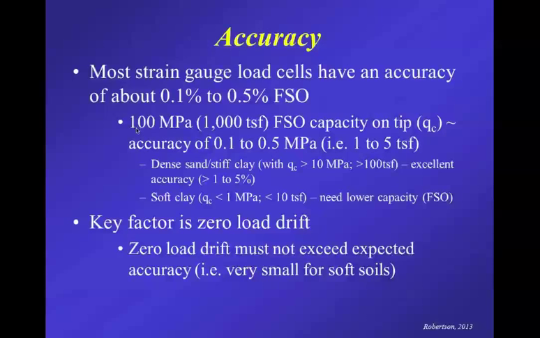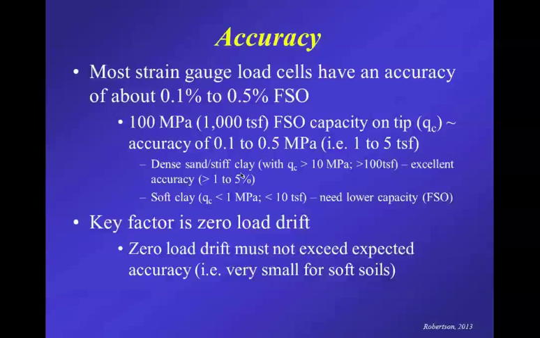So if you had a relatively large capacity cone that had a full-scale output capacity on the tip of 100 megapascals, that's 1,000 tons per square foot, then of course that means you have an accuracy of about 0.1 megapascals or 1 TSF. Now of course it's between 0.1 and 0.5, so it could be as large as 0.5 megapascals or 5 tons per square foot.